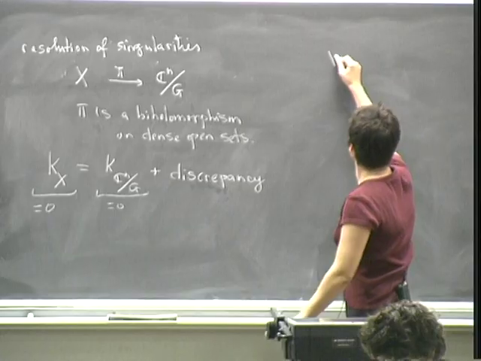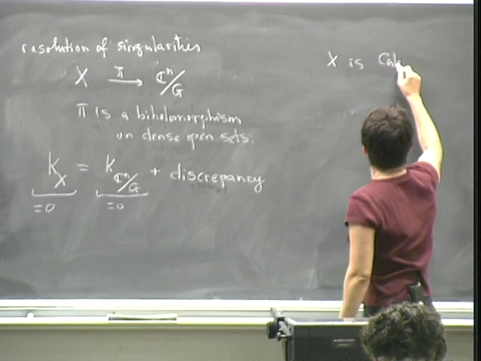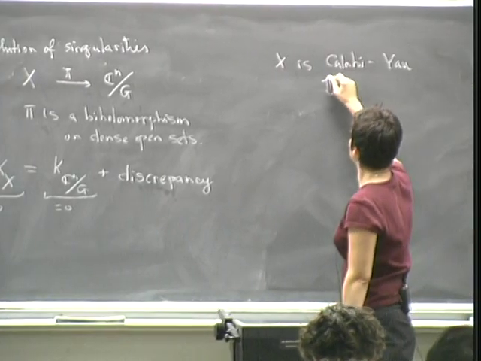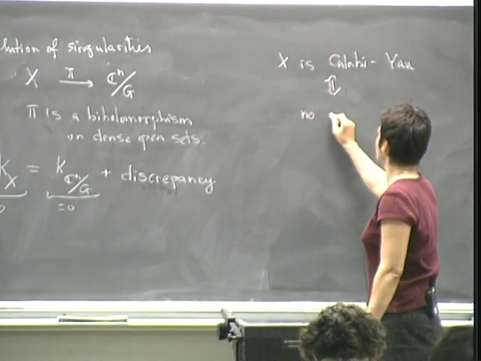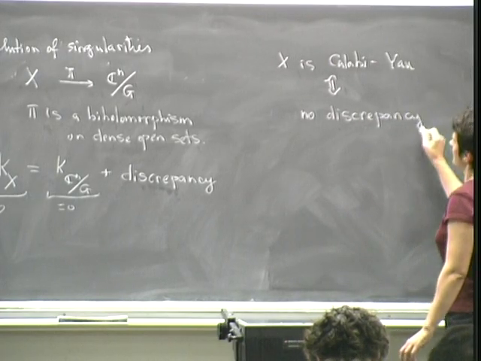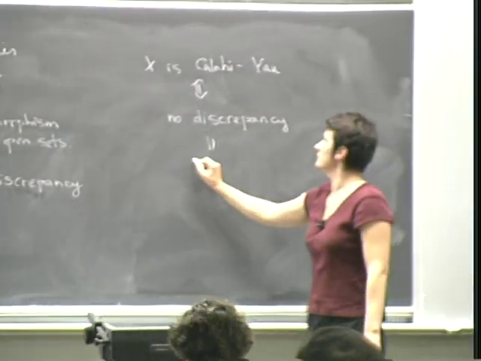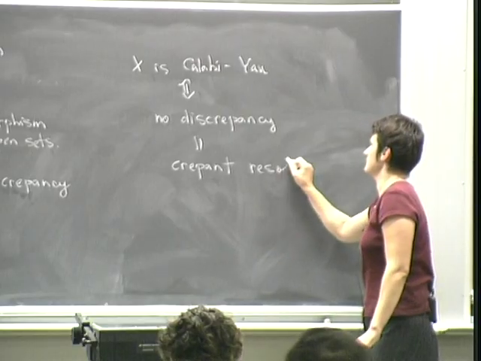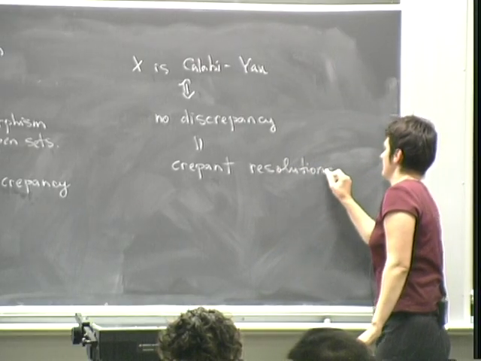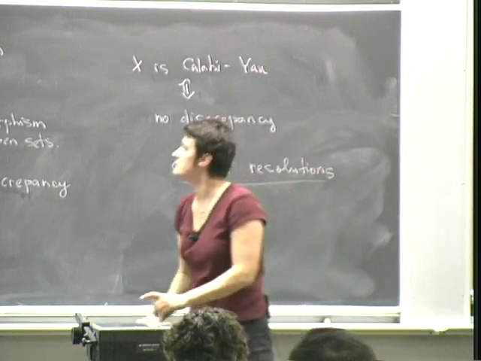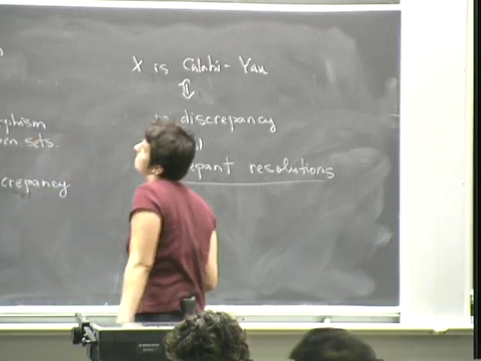So X is Calabi-Yau is equivalent with the fact that we have no discrepancy, which is equal to a crepant resolution. So crepant resolutions are the guys which will give us back Calabi-Yau structures.